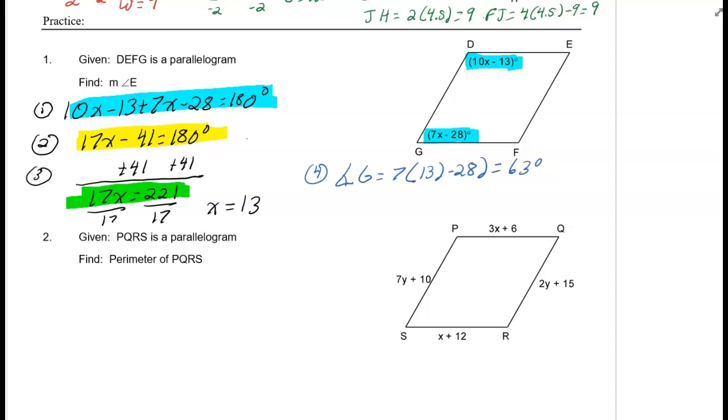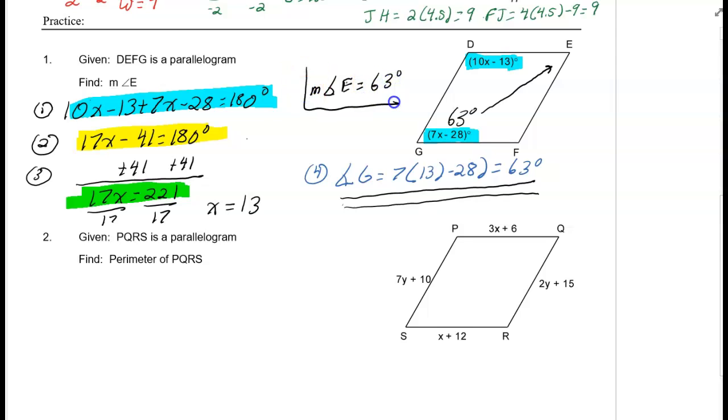And when I plugged in step 4 here that I'm underlining, I get angle G is 63. So if angle G is 63, I also know angle E is 63 degrees because they are opposite angles. So the answer to this question is angle E is equal to 63 degrees. Go ahead and try problem number 2.